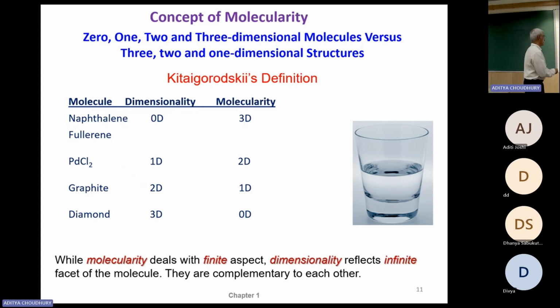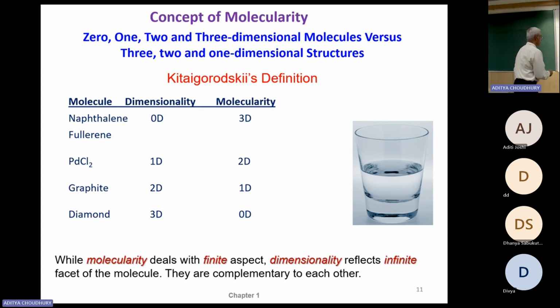So in terms of dimensionality, dimension is endless, it's infinite. Because in all three directions it's finite, not infinite, it's a 0D.